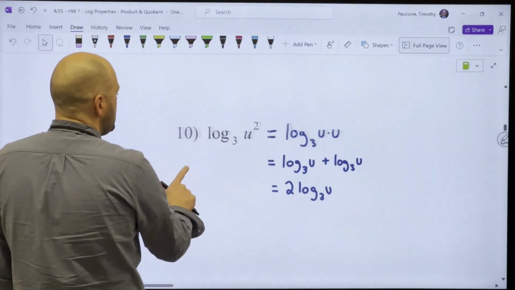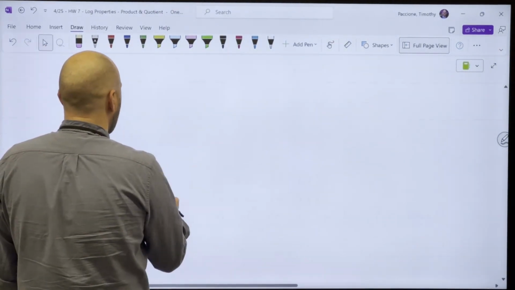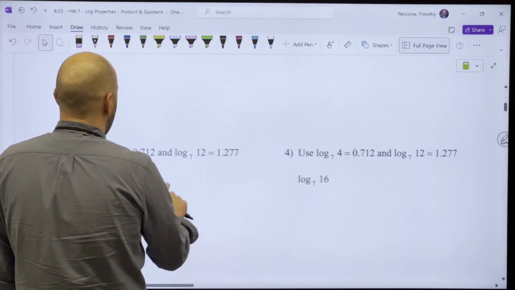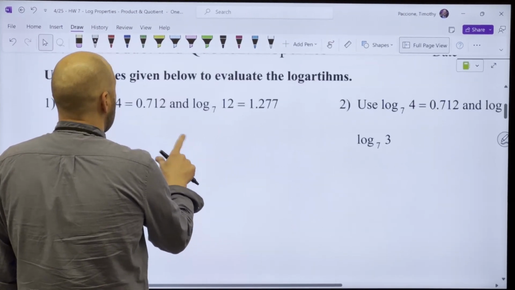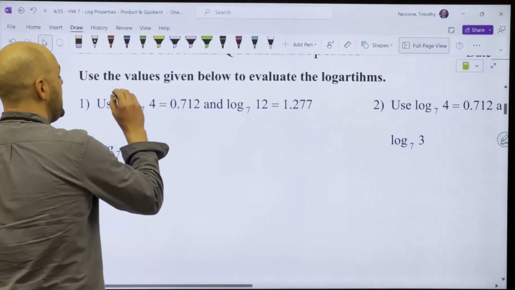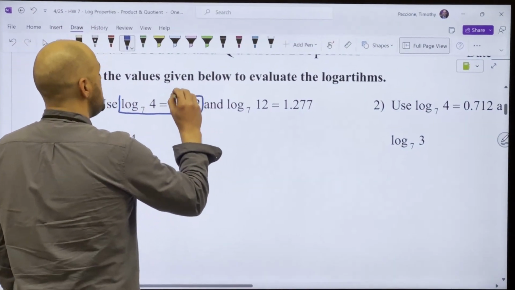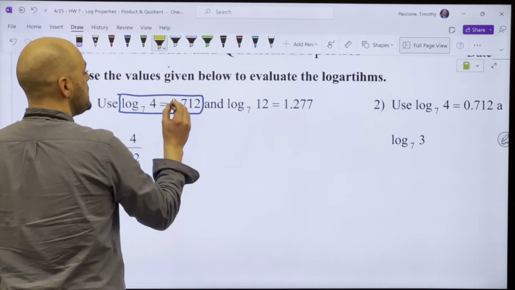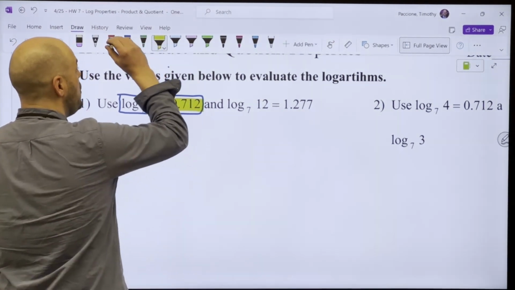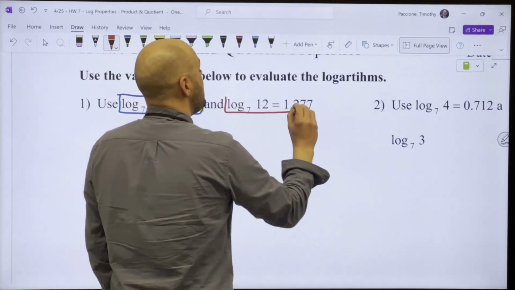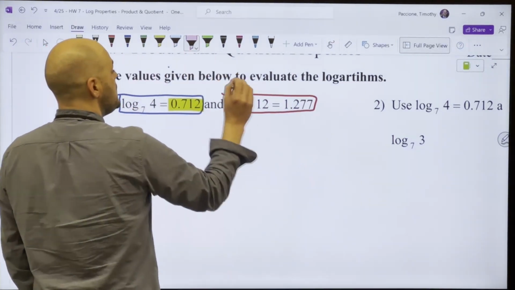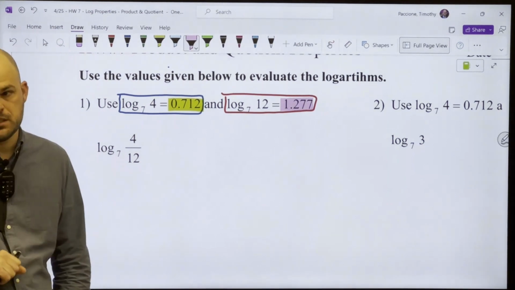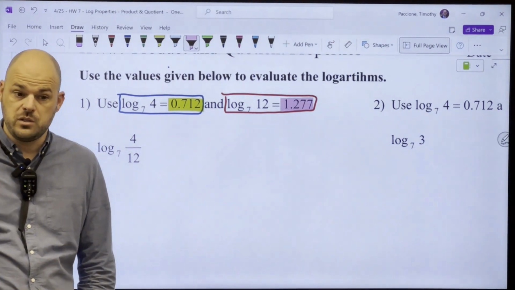But before we do that, let's go to the front. On the front, it was a different type of scenario. I'm giving you some information here. I'm going to tell you a couple logs. Log base 7 of 4 is that amount, and log base 7 of 12 is this amount. You can use that to find other pieces that you don't know using properties.